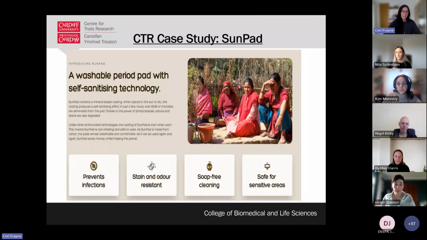Okay. So the second case study is SunPad. So this study is conducting a comprehensive field test of safe, reusable menstrual health products with material developed by the Cardiff University chemistry team in Nepal, where access to clean water is limited. 50 experienced reusable pad users will be asked for feedback on their experiences and thoughts after using the product, and the pads will be analysed in the laboratory to see whether replication of laboratory findings was possible.